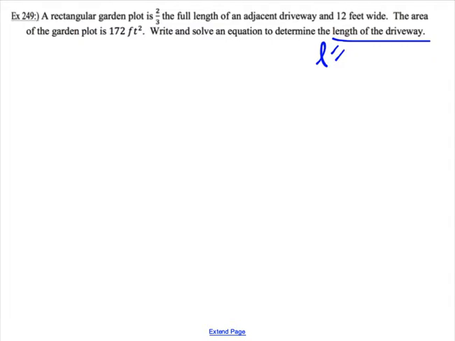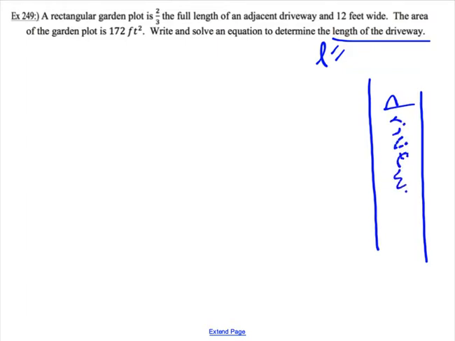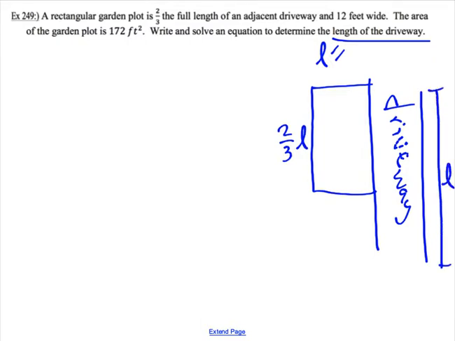I think a picture here would be helpful. We've got a rectangular garden plot, 2/3 the full length of an adjacent driveway, and 12 feet wide. So let's make this our driveway. And it says it's 2/3 of the length, so it's a little bit shorter. And so this is 2/3 of the length of the driveway. I guess the actual driveway is L long. Just by definition, L is the length of the driveway. And it tells us that it is 12 feet wide.